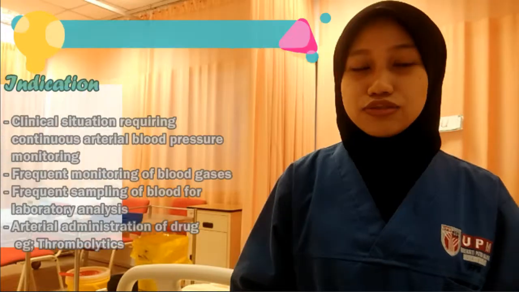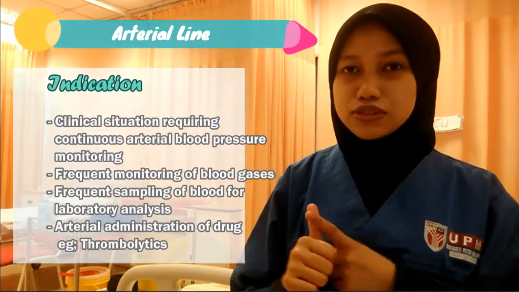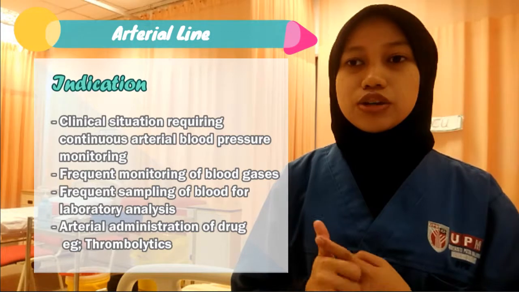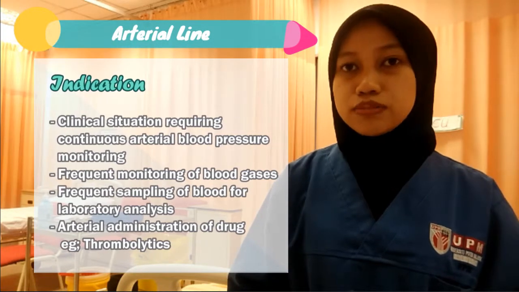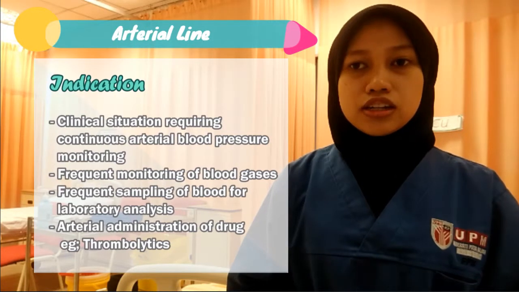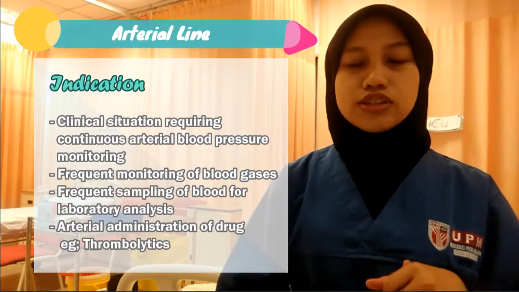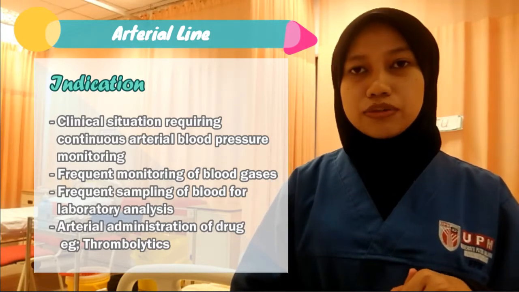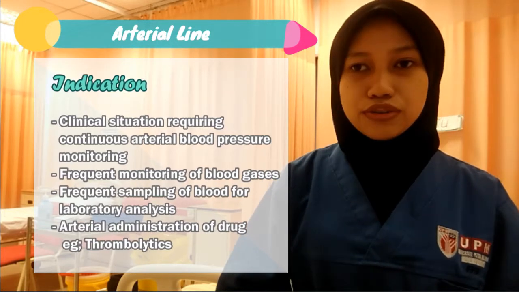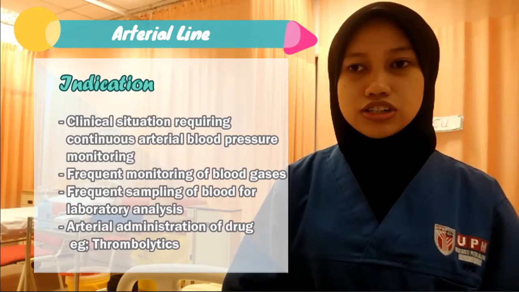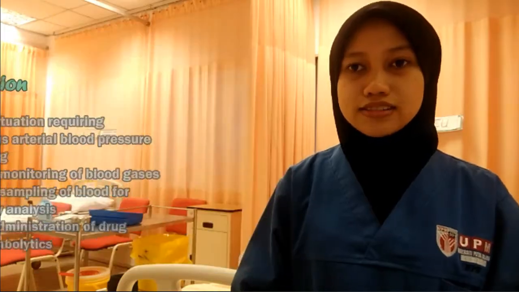The indications for arterial line procedure are, the first one is clinical situation that requires continuous arterial blood pressure monitoring. Second one is frequent monitoring of blood gases. The third one is frequent sampling of blood for laboratory analysis. And the fourth one is arterial administration of drugs such as thrombolytics.